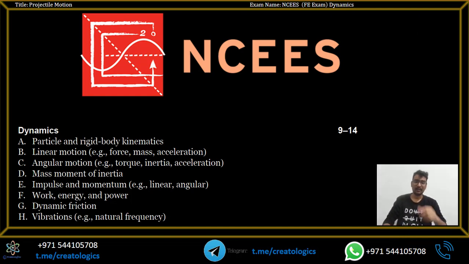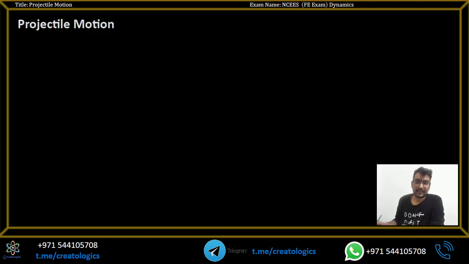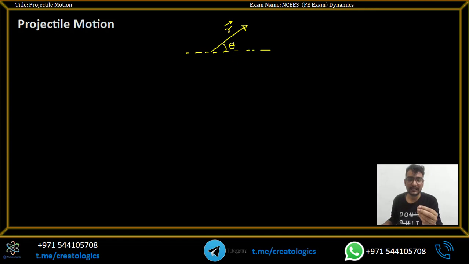So, dynamics, projectile motion, as I said. The first thing you should know is how to resolve a vector into its horizontal and vertical components. For example, if you have this vector with magnitude r, let's represent it as the r vector, and it is making some angle theta with the horizontal. Here theta is the angle made by this vector of magnitude r with the horizontal, and this is your vertical line.